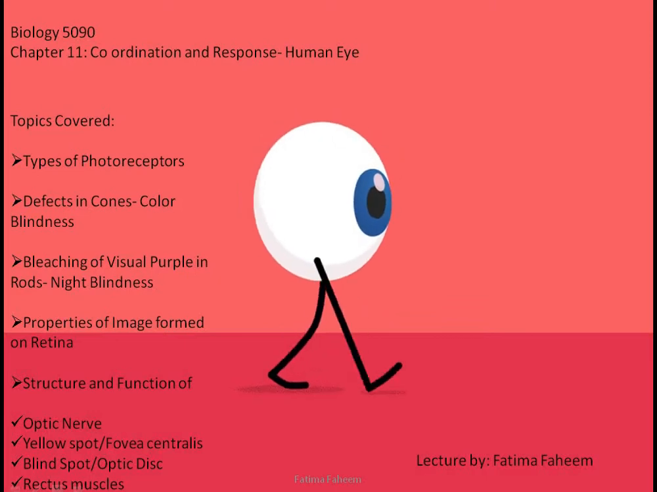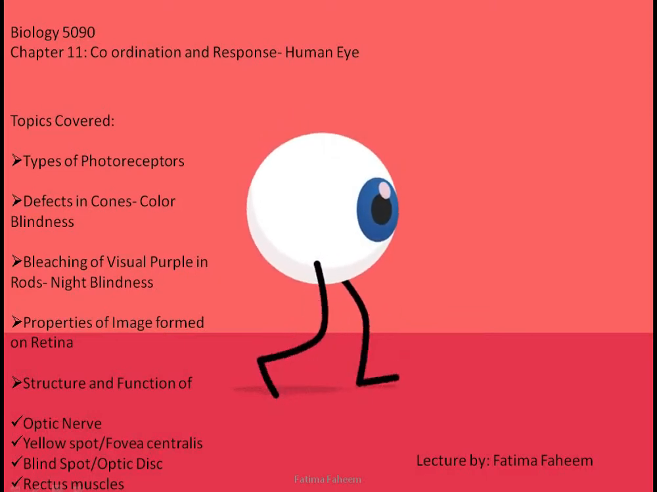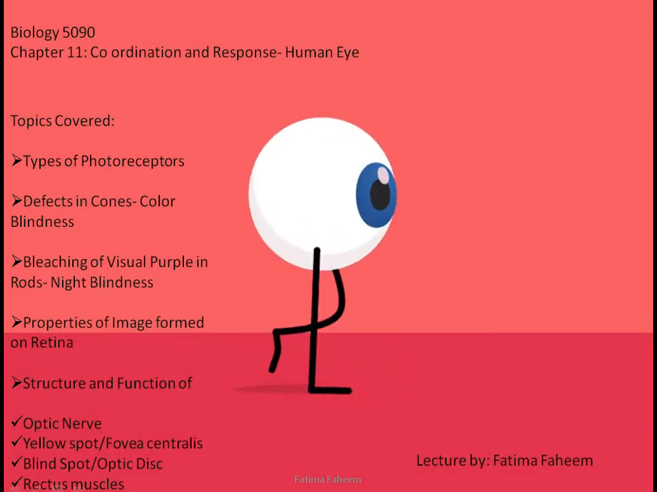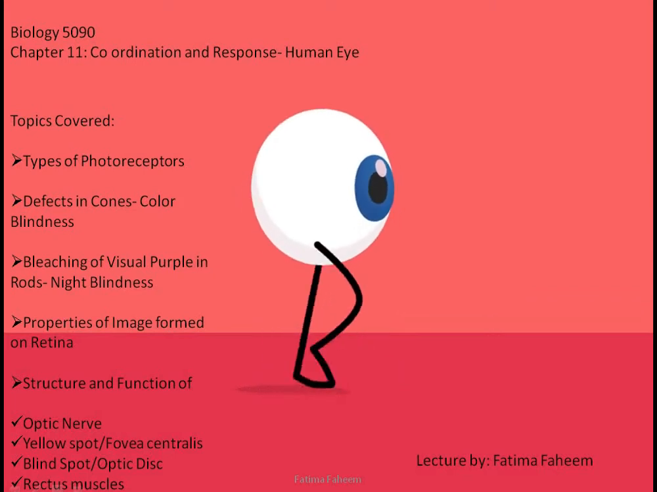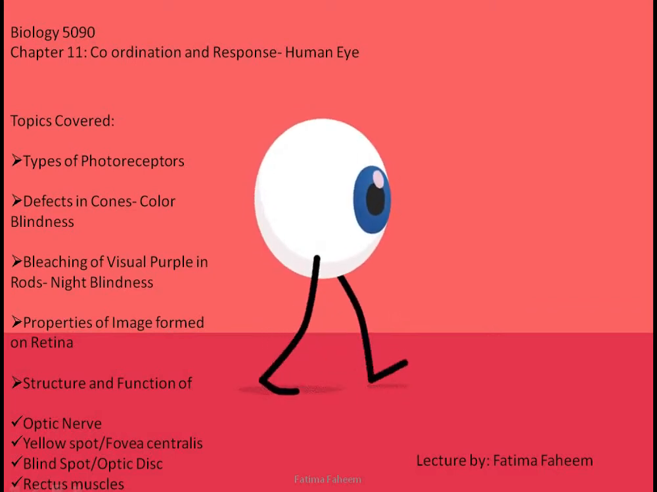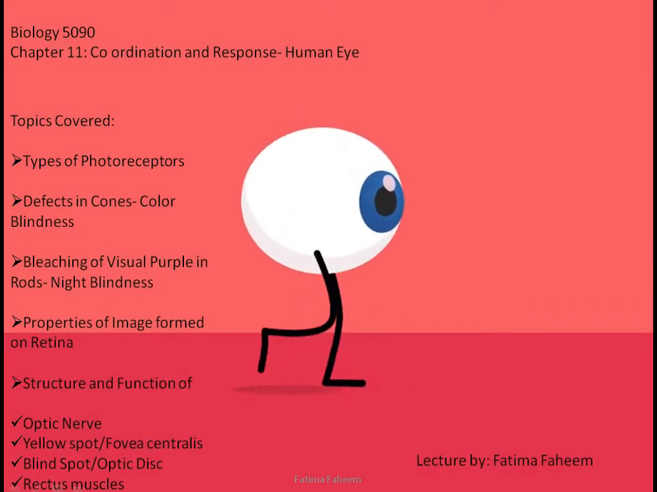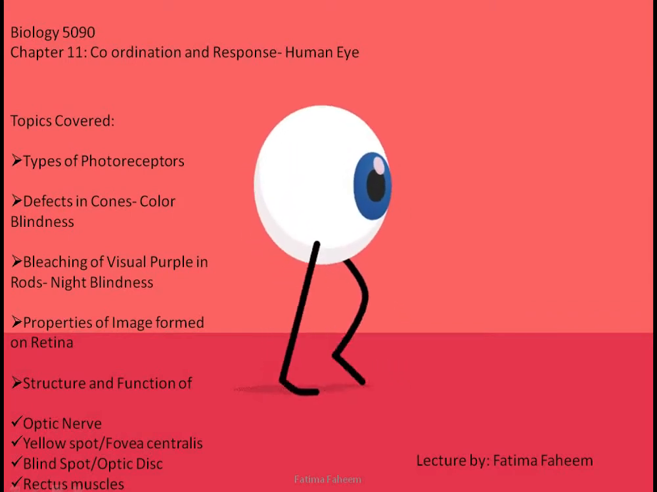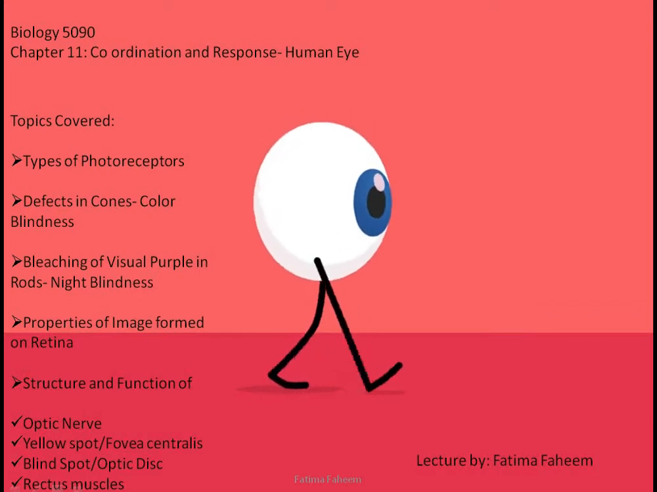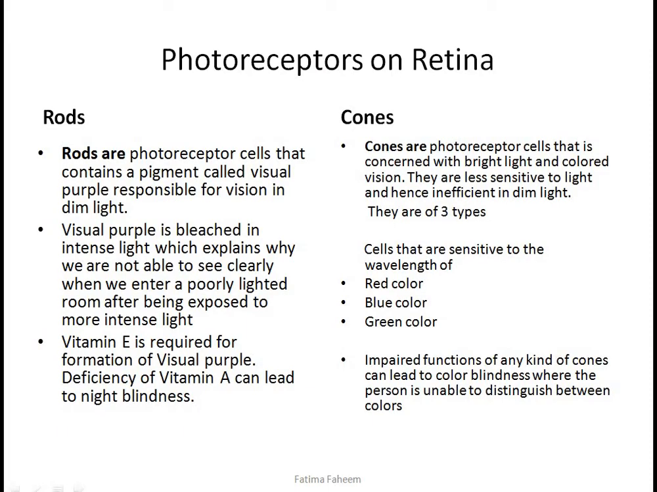Then we will see the properties of image formed on the retina, the structure and function of optic nerves, yellow spot, which is also called fovea centralis, and we will see what blind spot is and what rectus muscles do. Let's start with the type of photoreceptors.